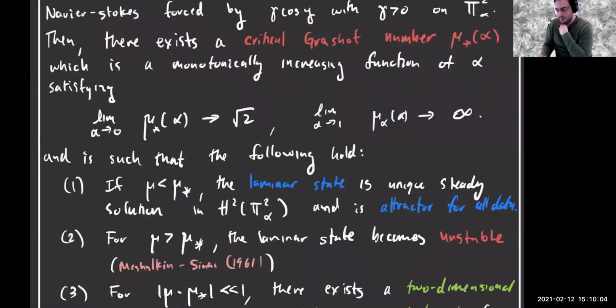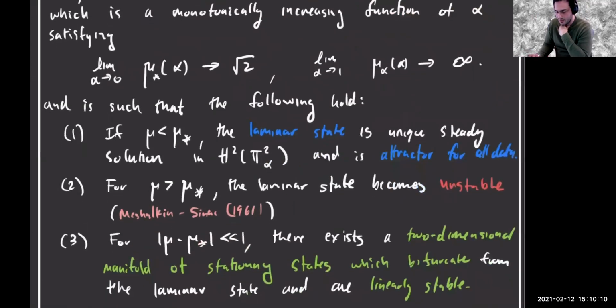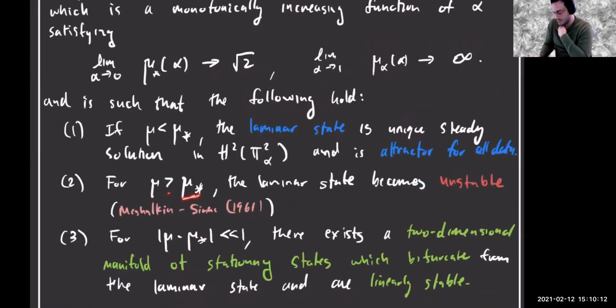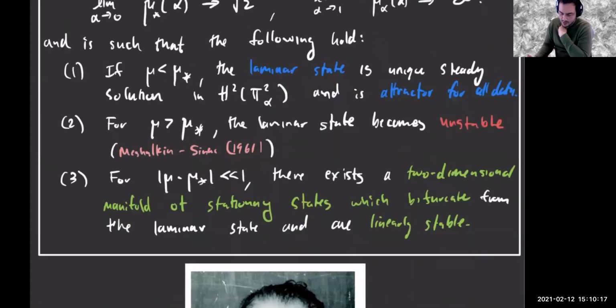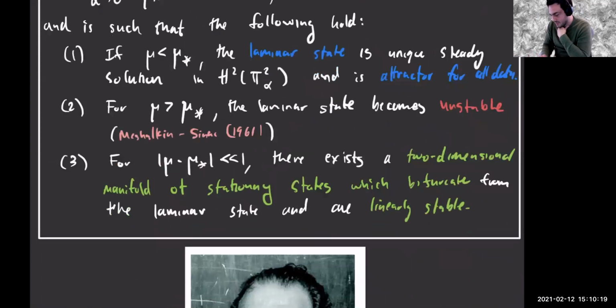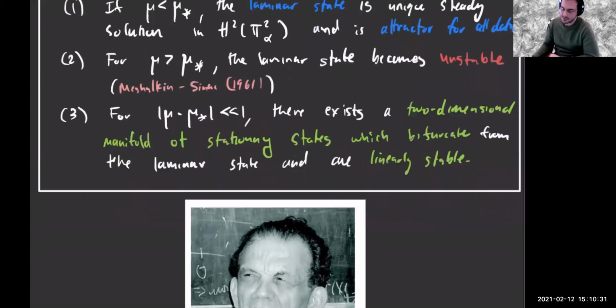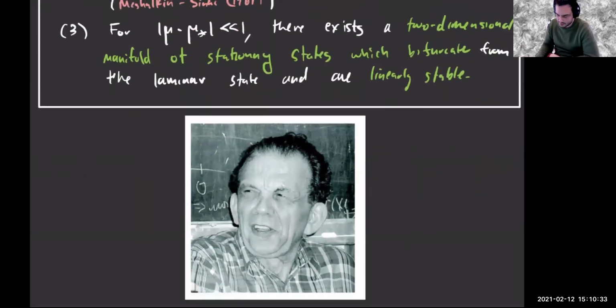Furthermore, this critical parameter has the property that if mu is less than it, the laminar state is unique and stable. If mu is bigger than it, the laminar state is unstable. This was actually first proved by Meshalkin and Sinai. And then finally, if you have a small deviation from this critical one, then there exists a family of stationary states that bifurcate from the laminar one that exchange stability. So they're linearly stable.